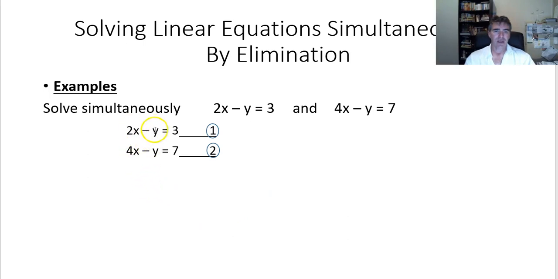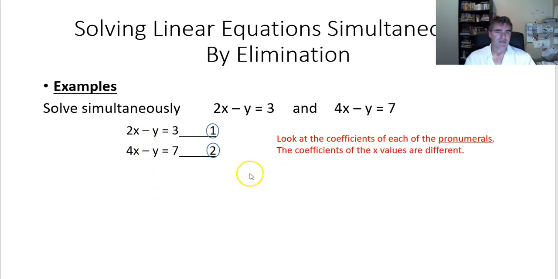So once we've labelled them, we then want to have a look at our coefficients of our x values and also our y values. So what we mean by our coefficients is these numbers in front of the x values here and the numbers in front of the y values here. So remember, that's a 1 hiding in there, 1 hiding in there. So if we have a look at their x values, we've got a coefficient of 2 and a coefficient of 4. Now they're different. But if we then go and have a look at our y values, we've got a negative 1 and also a negative 1. So they're the same, including the sign. So they're both negative 1s.